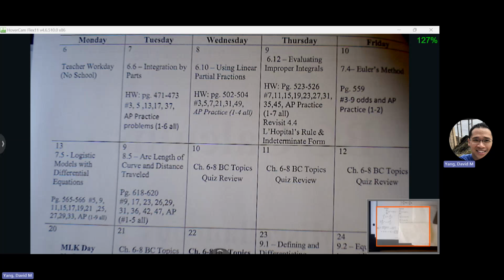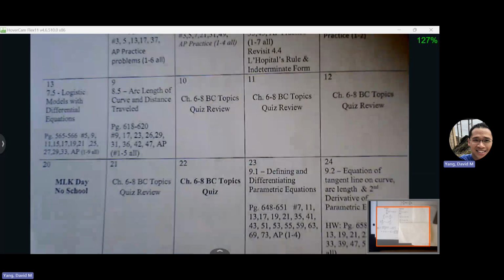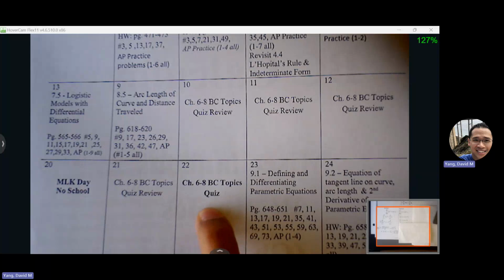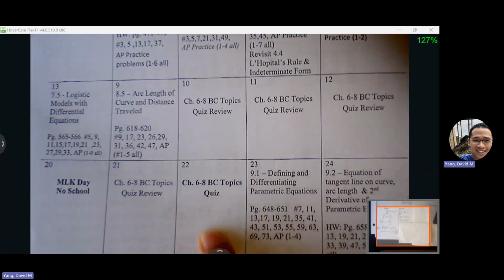So after we get through all of these topics, we'll have a good number of days to do quiz review. And then not next week, but the week after, we'll have a quiz just over these topics that we are going to cover.